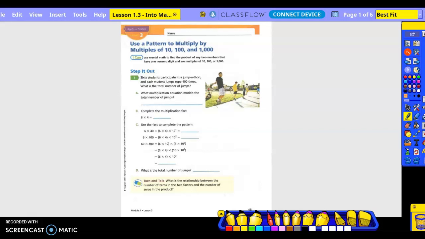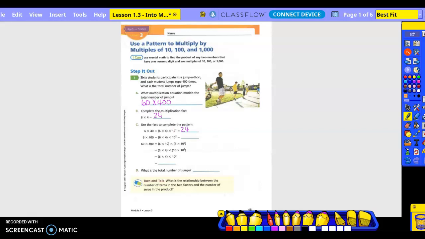So what multiplication equation models the total number of jumps? So what would we write? How many students? 60 times what? 400. So first of all, we would take the 6 times the 4 and get what? 24. Use the fact to complete the pattern. So we said that 6 times 4 is 24.